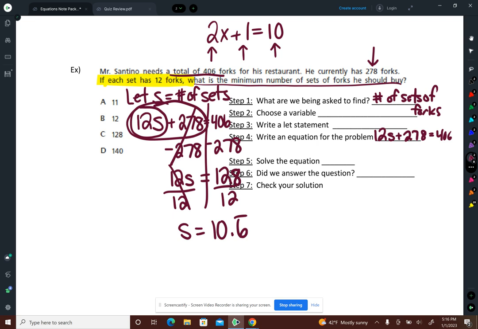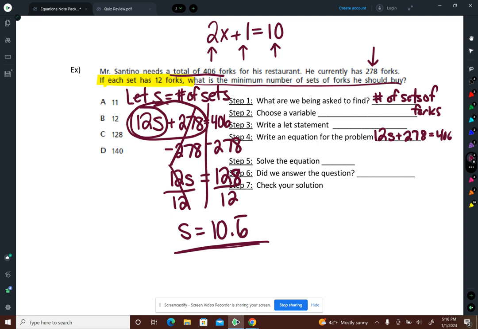What does S stand for? Well, S is the number of sets of forks. So does it make sense that I would buy 10.6 repeating sets of forks? No, I'm either going to buy a set or I'm not, right? I'm not going to buy part of a set. So I've got to think about how many sets would we need to buy.